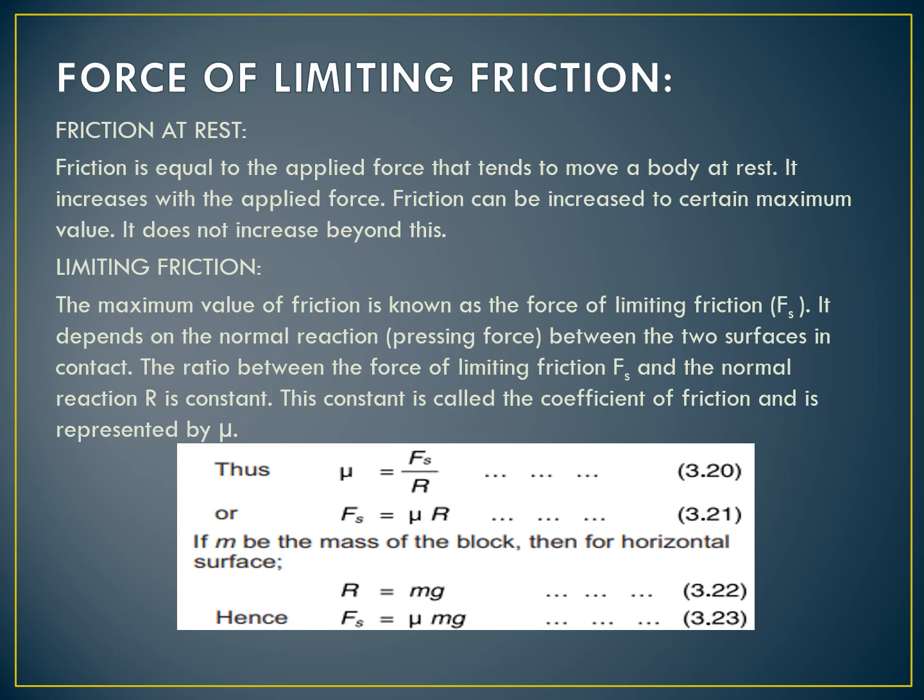So, the ratio between the limiting friction and the normal reaction is always a constant, and this constant is called the coefficient of friction, and it is represented by mu. Thus, we can say that mu is equal to Fs divided by R, and Fs will be equal to mu R. As we know that normal reaction is always equal to the weight of the body, so we can say that R is equal to mg. So the above equation becomes Fs is equal to mu mg.